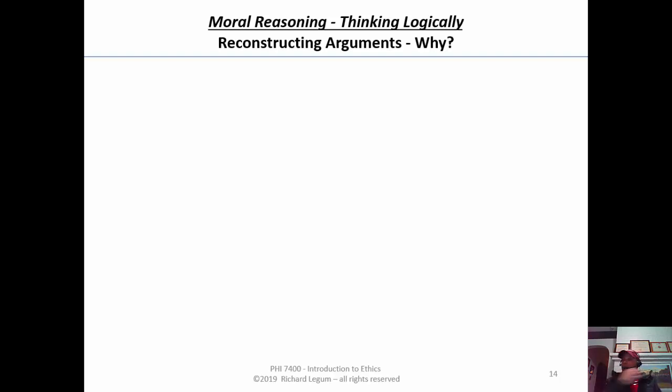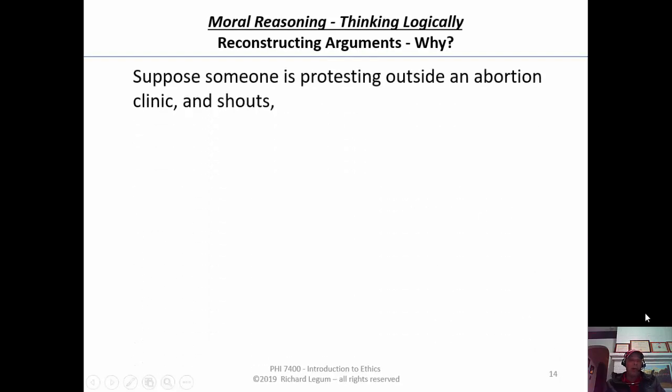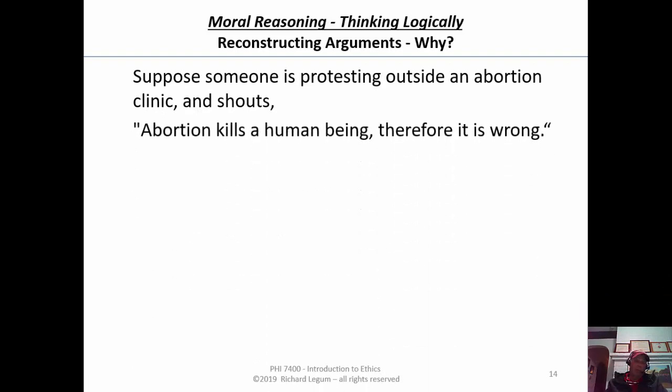Okay, but we now know that there are people who are opposed to abortion. And sometimes they're in front of abortion clinics protesting. And in fact, when they're busy protesting, you might hear something like this going on in front of the abortion clinic. Somebody's protesting outside the abortion clinic, and they shout. Maybe they have a chant. If you want to make a more poetic chant, do that on your own time. They say, abortion kills a human being, therefore it's wrong.